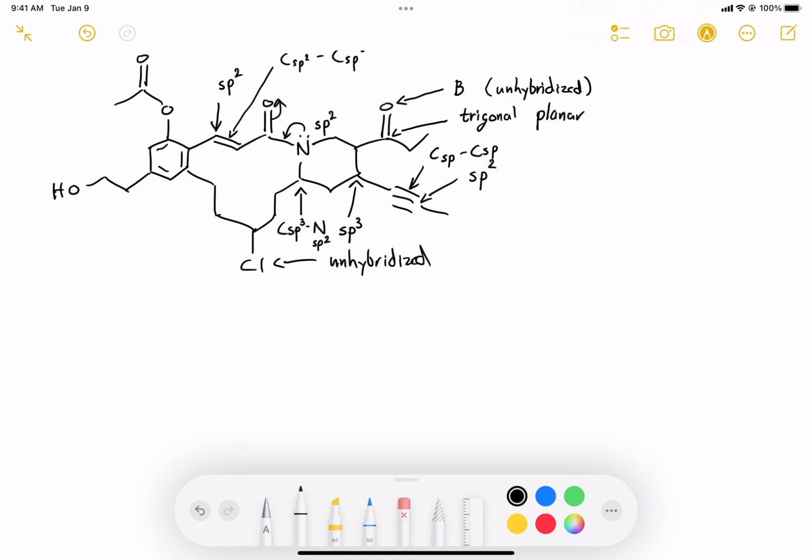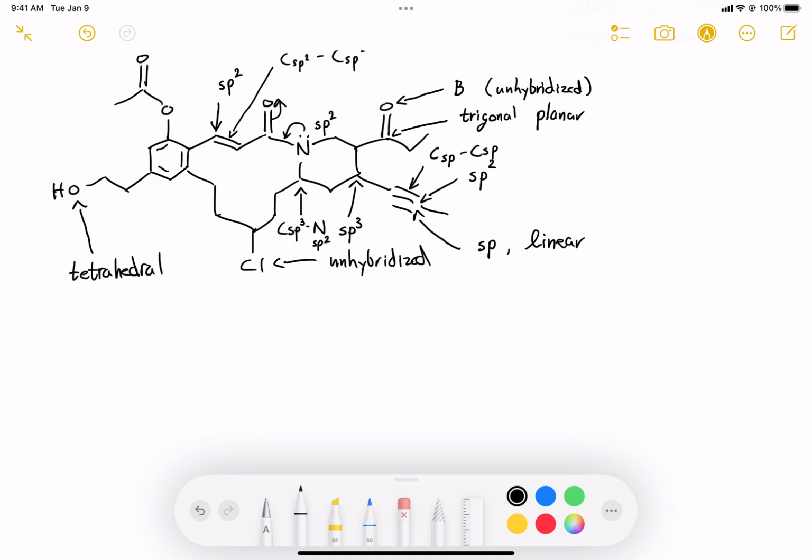Now, how about this alkyne? What shape would this have? Well, it's an alkyne, so it's sp hybridized, so it's going to be linear. Okay? And lastly, if we looked at this oxygen atom here, since it has 4 groups around it, it's going to be tetrahedral. Okay, so that's pretty much all the geometry you can draw.